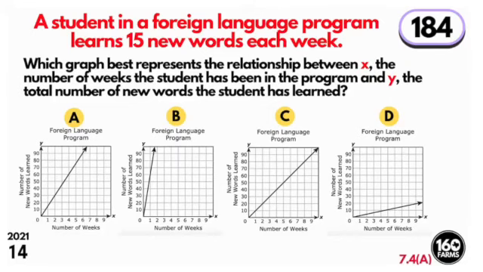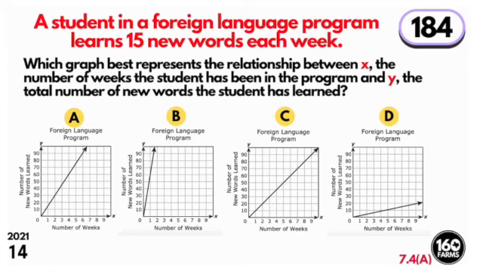A student in a foreign language program learns 15 new words each week. Which graph best represents the relationship between X, the number of weeks the student has been in the program, and Y, the total number of new words the student has learned? So it would make sense, just thinking of the problem, the more we study, the more we're going to learn.